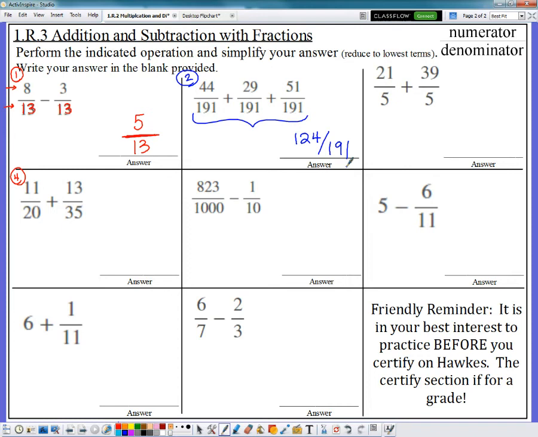All right, I'm going to go ahead and give you a second. Let's go ahead and type in number 3 into your Desmos calculator. When you type that into your calculator, you should get 12.